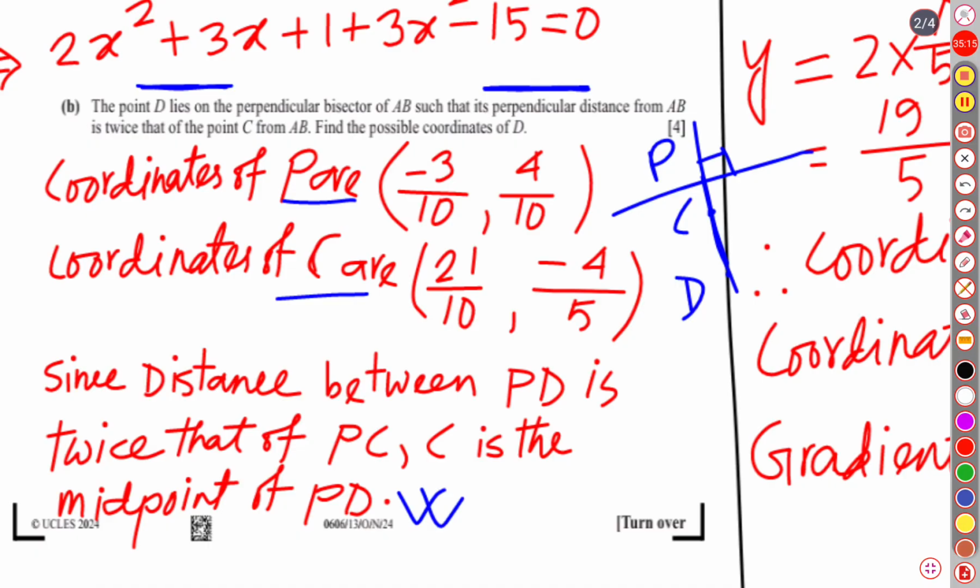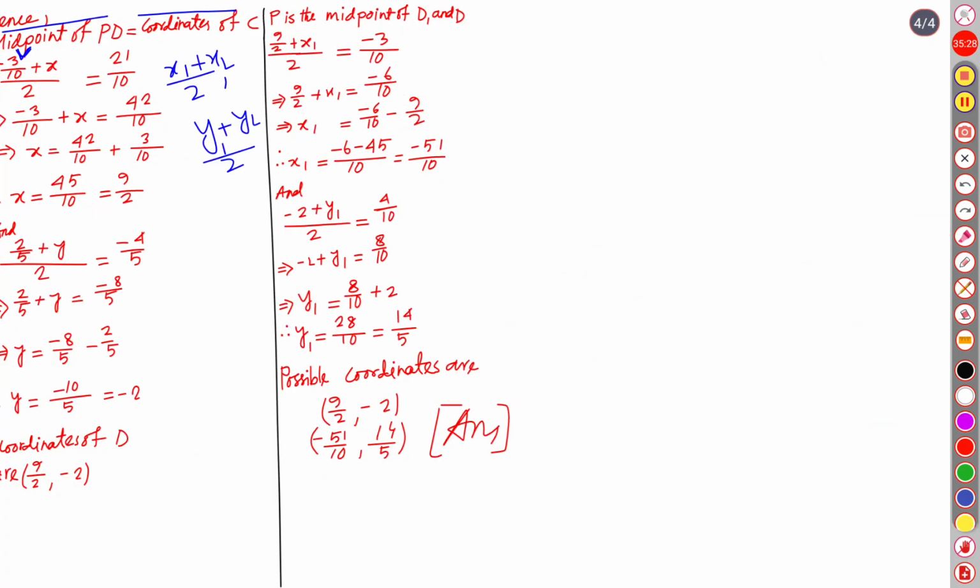And how can we find the midpoint? We will add up these two x coordinates and divide by 2. Then we will add up these two y coordinates and divide by 2. So let me show you the next page.